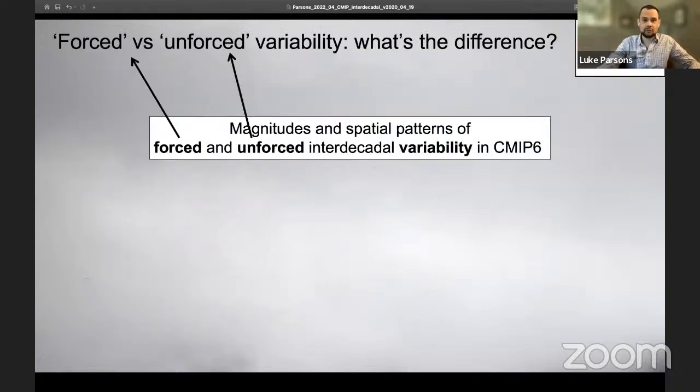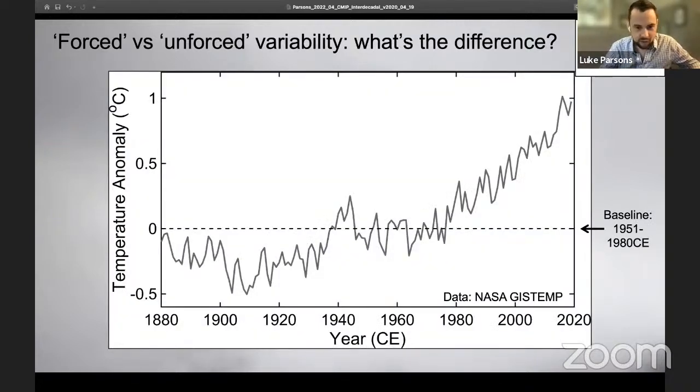First, forced versus unforced climate variability. What am I talking about here? I think that if you are a climate scientist, you've probably seen a similar graph to this ad nauseam. If you're not, let me briefly explain. This is global mean surface temperature time series from the NASA GISTEMP data set. On the x-axis down here, we're looking at years from 1880 up to about 2019. And then on the y-axis, we're looking at temperature differences from the baseline or the 1951 to 1980 average.